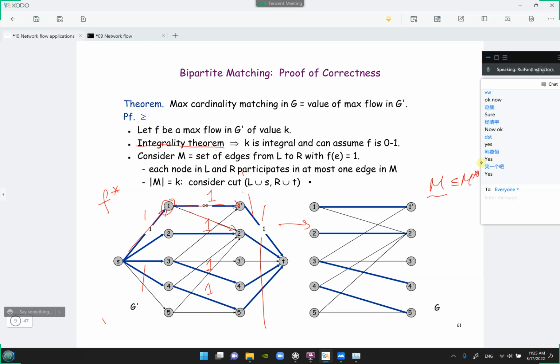So if you have k nodes in your flow, then you also have k nodes on the right which are connected to these k left nodes. That means you have a matching of size k. So if your flow is equal to k, then your matching here is also equal to k. And this k can be at most the maximum matching. Therefore, the maximum matching is going to be at least the size of this max flow, which is equal to k.